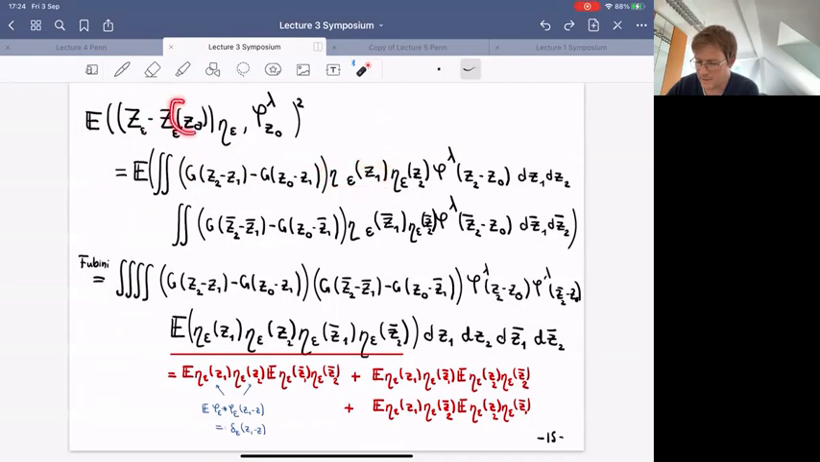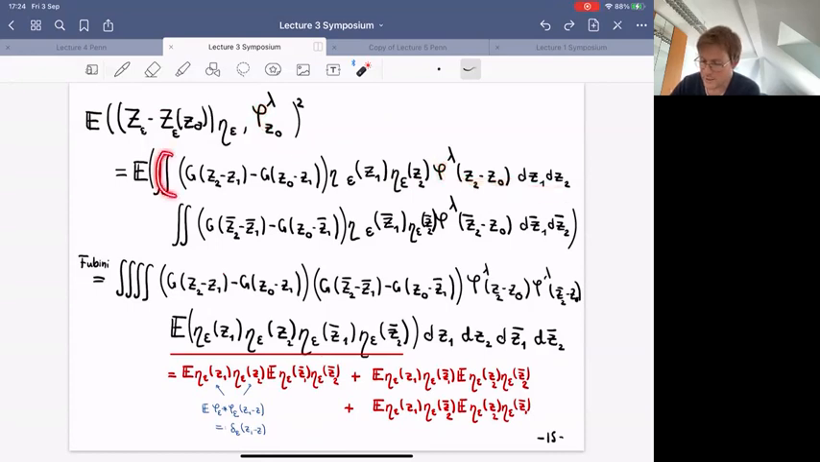And then I have the same thing, and the only difference is that they are evaluated at different points. Here I have a z0 and here I have this variable z2. And then I want to multiply that with the eta of z2, right? And then I want to integrate all of that. So this is just that.